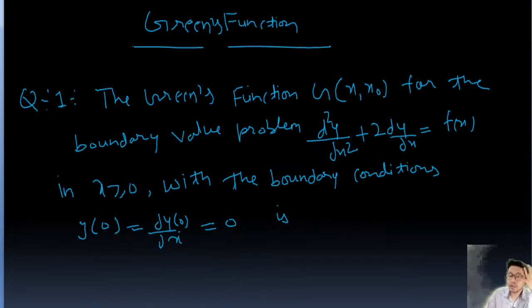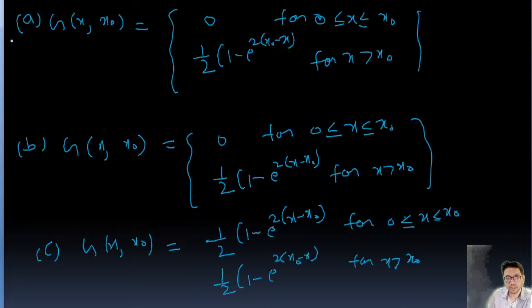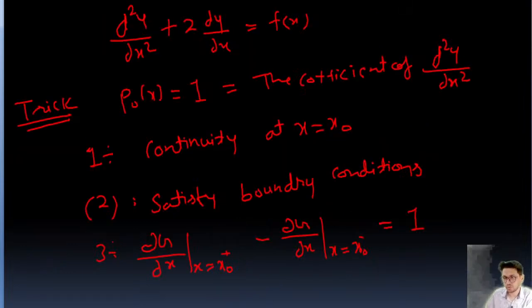So for this question, the Green function for the boundary value problem with this boundary condition, the correct answer is this option. I hope you have understood it. Now the next question we are going to do. We'll use this trick, very important, which I have written in red, and we'll solve questions. The next question we are going to solve was asked in CSIR NET.